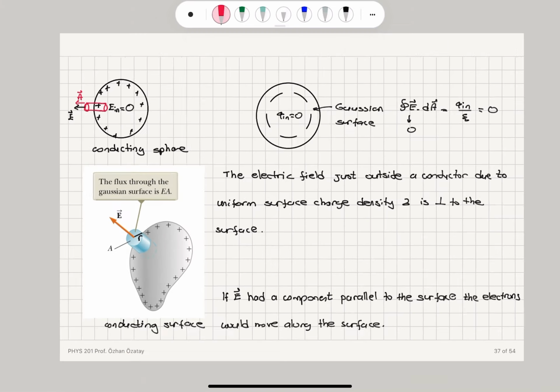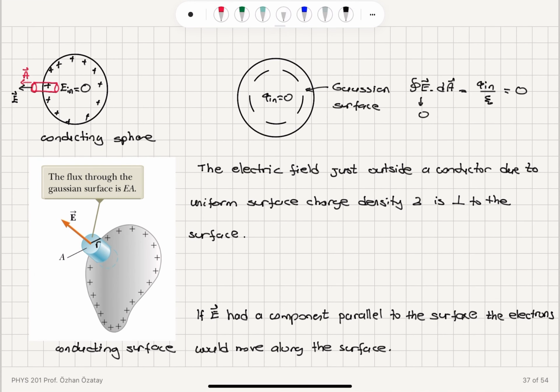Because I have this uniform surface charge distribution, electric field lines would be pointing radially outward like this, which is parallel to the area vector. So if I use Gauss's law for this cylindrical Gaussian surface, the electric field is perpendicular to the area vector on the sides of the cylinder.